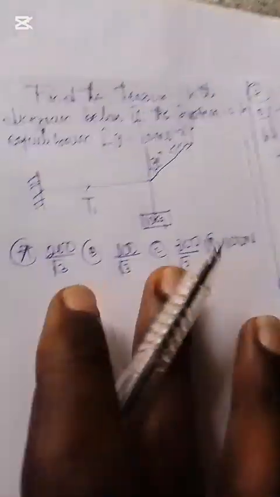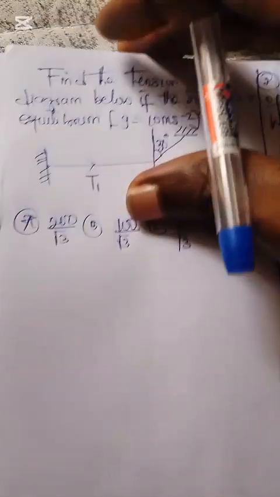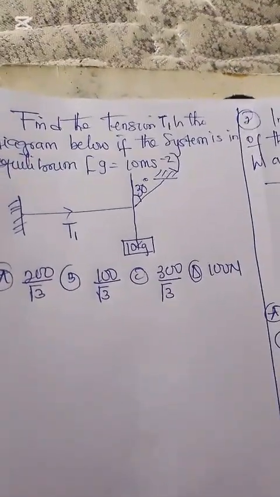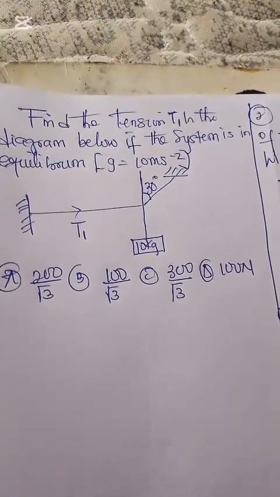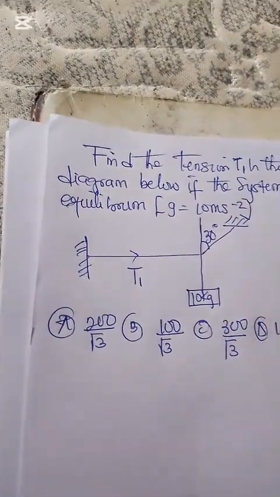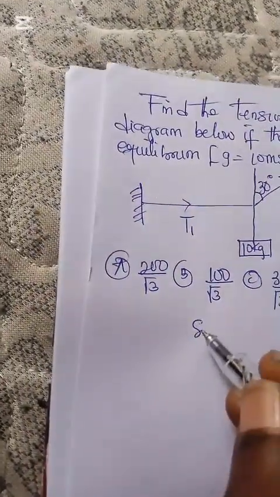Okay, let us look at these questions here. The first question I have here says find the tension T1 in the diagram below if the system is in equilibrium. In brackets, acceleration due to gravity is 10 meters per second square. Solution.